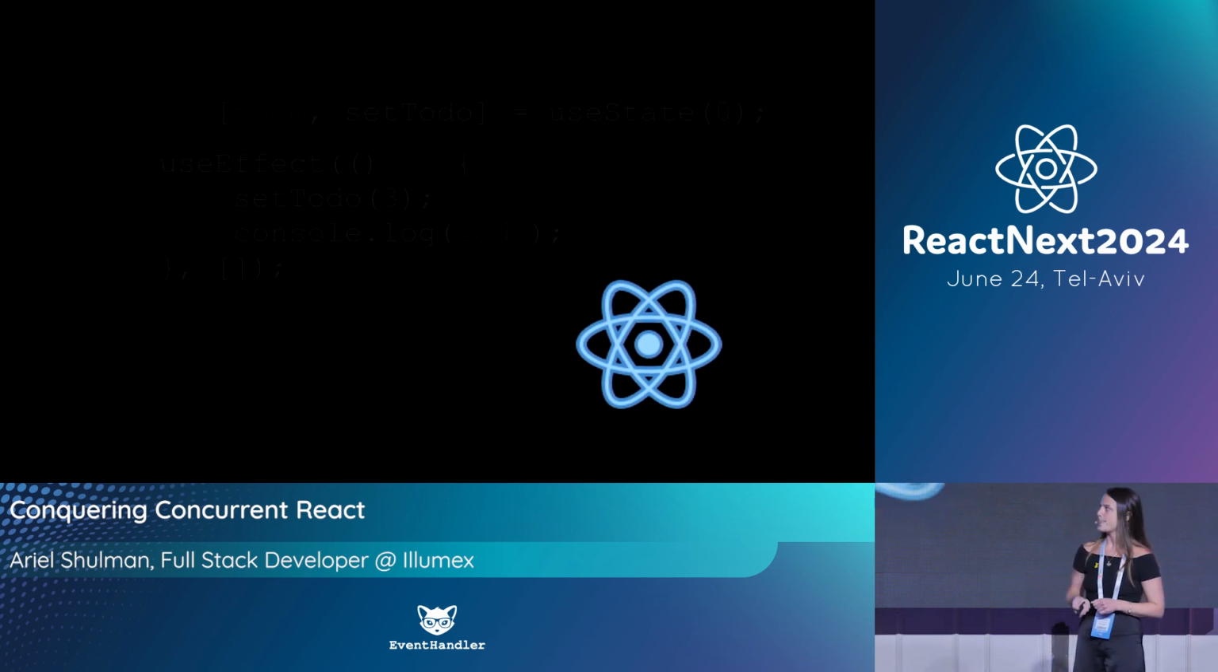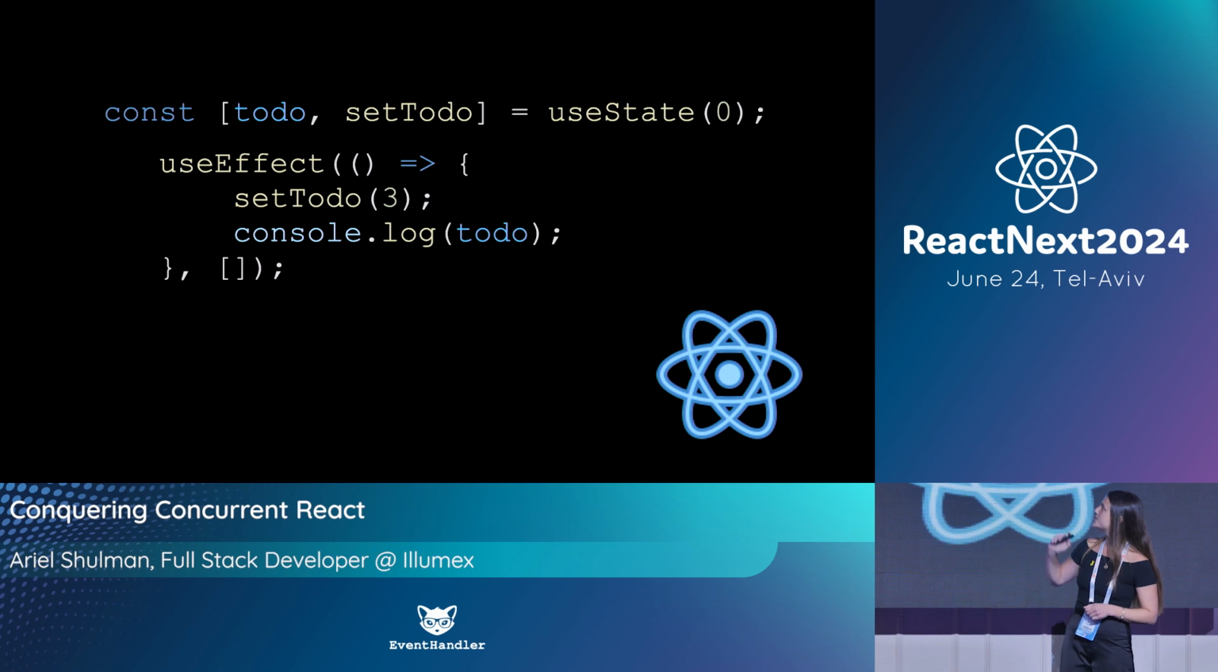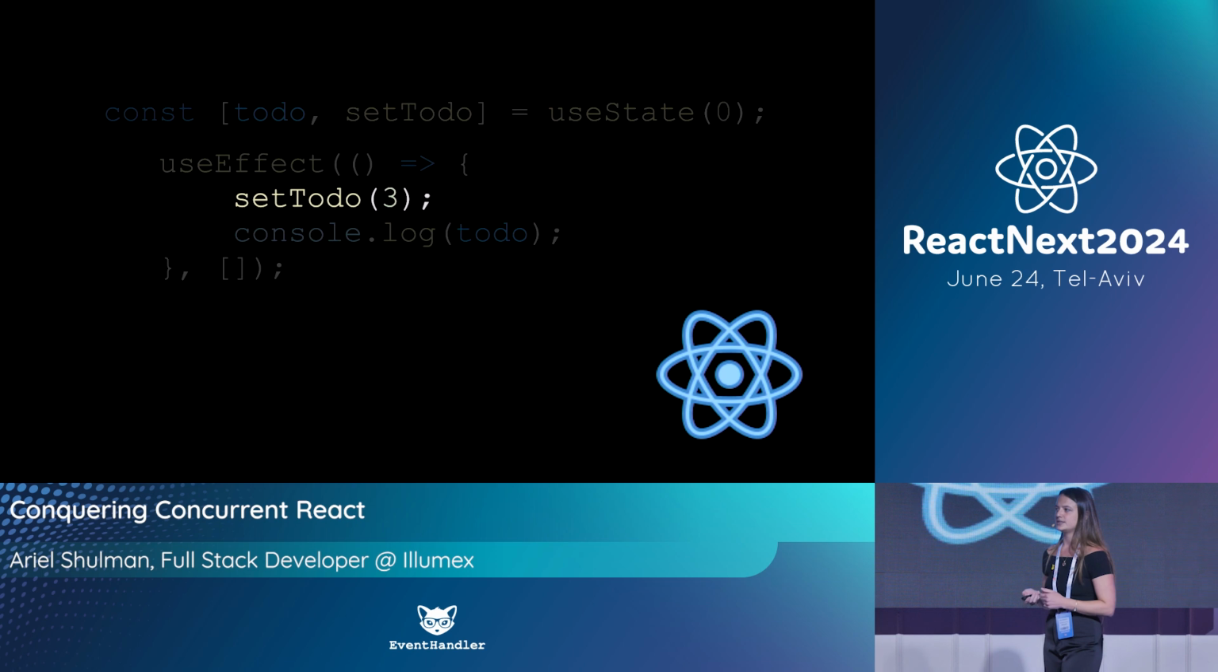I'll explain. We have a to-do state. It's initialized to be 0. We have a use effect. We call setToDo to 3, and then we console log to-do. Everybody together, what would the console log be? 0. You still have jobs. So it's still 0, right? React did not react to this change. And why is that? The reason for that is a design decision that has been there since day one.